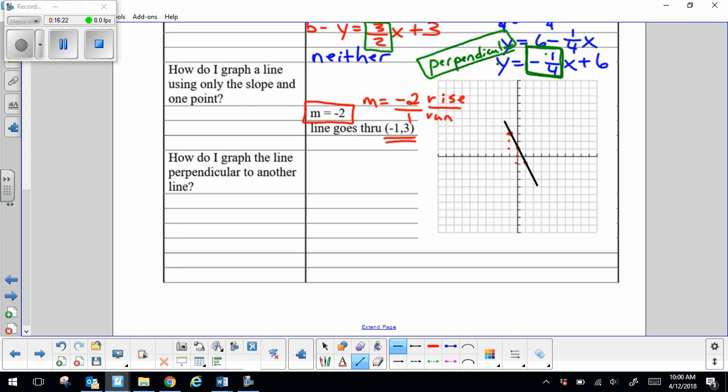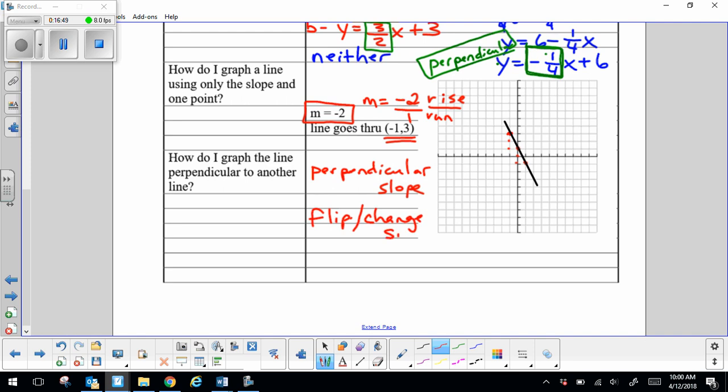All right. Number 2, it says, how do I graph the line perpendicular to another line? Well, we're going to use this line, and we're going to use the fact that we need a perpendicular slope. Let me erase this M. The goal here is to flip and change sign. So my original M was negative 2. My perpendicular is going to be a flip, so it's going to be 1/2, and it's going to be positive.